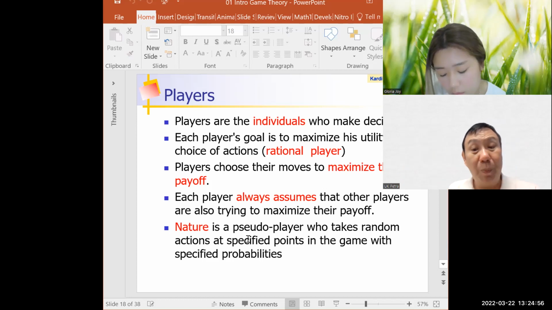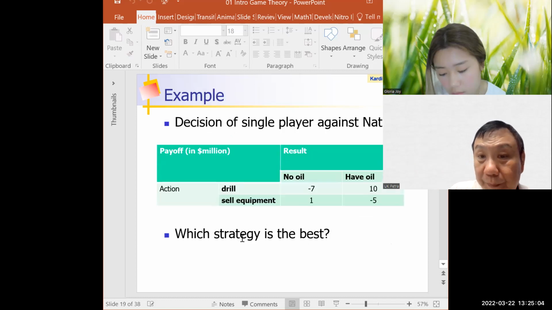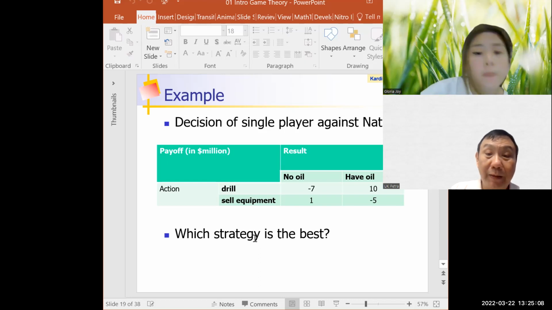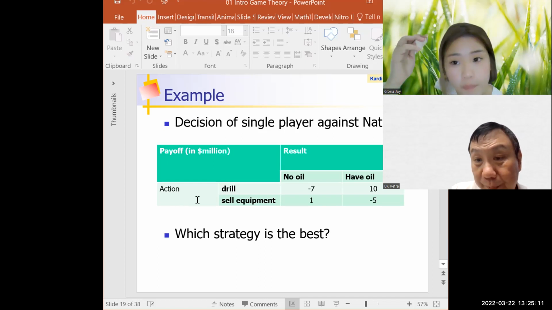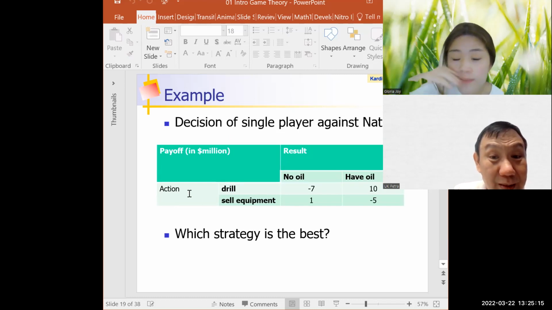Nature can also be another player. It's a pseudo player who takes random action at a specific point of the game. This is an example. This is actually a game against nature.